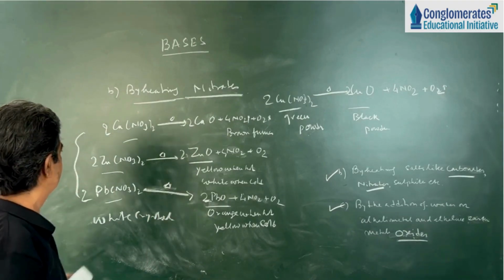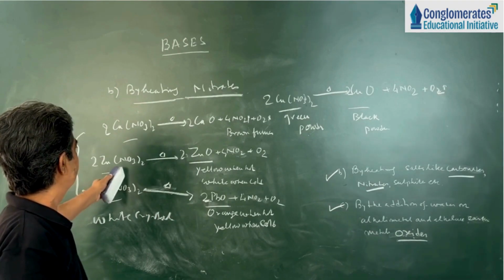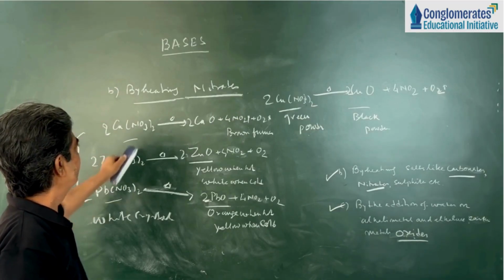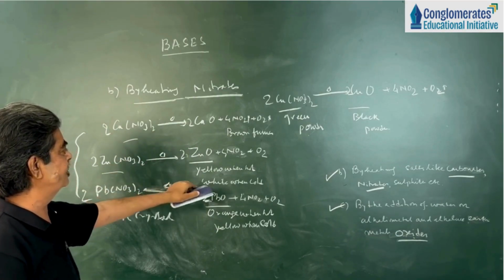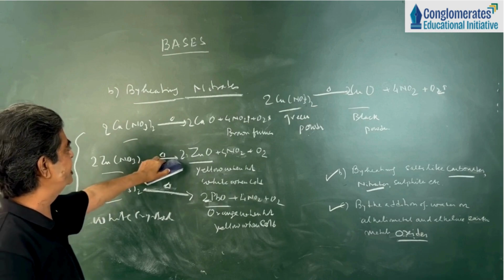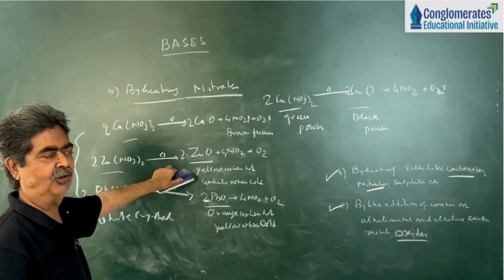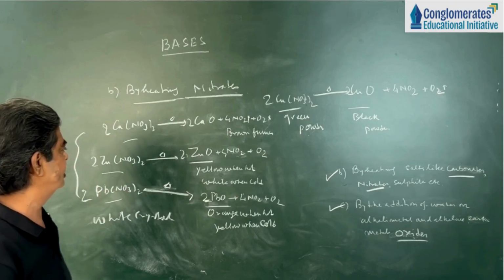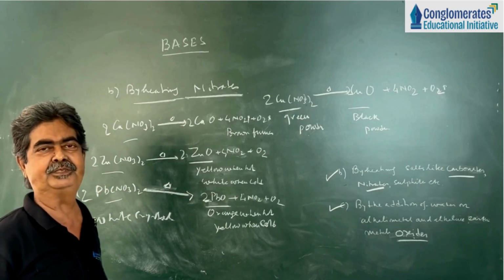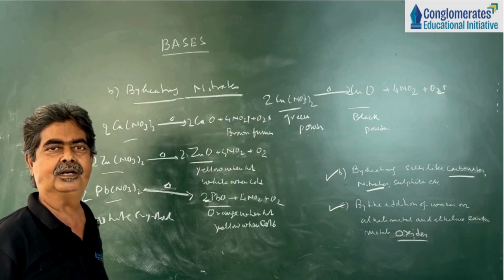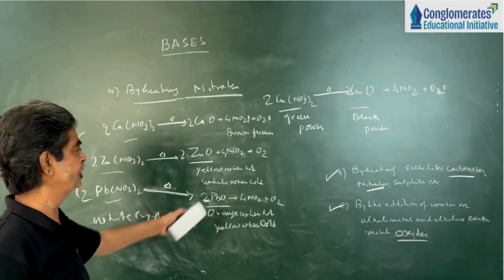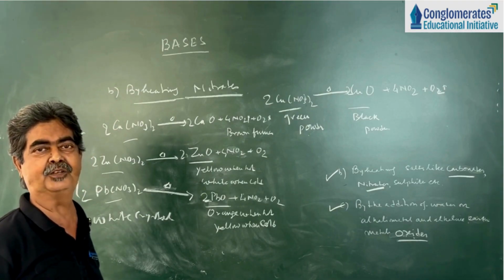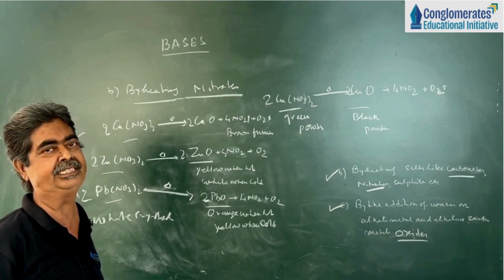Calcium nitrate, white crystal; zinc nitrate, white crystals; lead nitrate, white crystals. Those crystals on heating produce the respective oxides, nitrogen dioxide, and oxygen. In the case of zinc oxide, as I already said, it is yellow when hot, white when cold. Lead oxide is orange when hot, yellow when cold, with the evolution of brown fumes of nitrogen dioxide, as well as oxygen gas in each case.